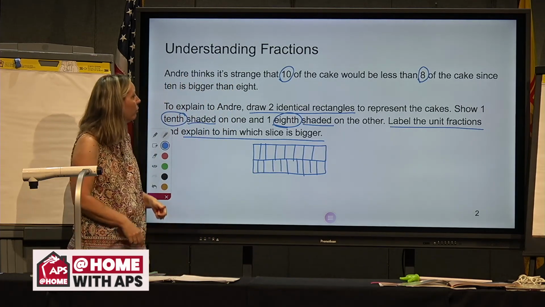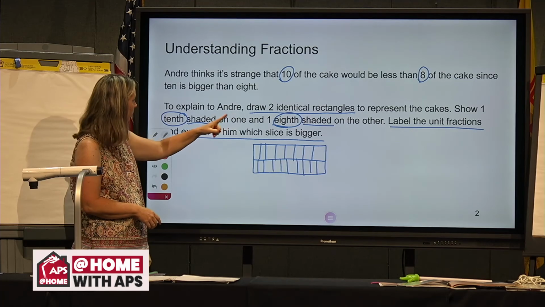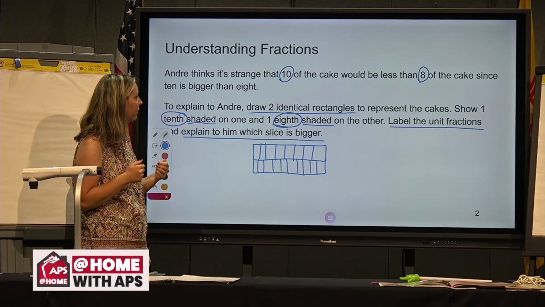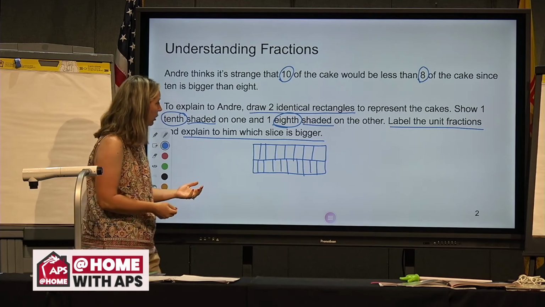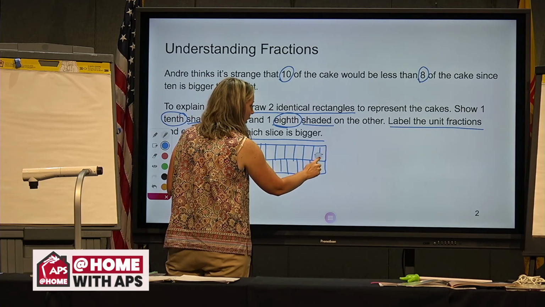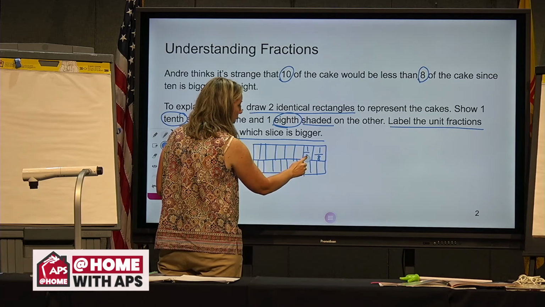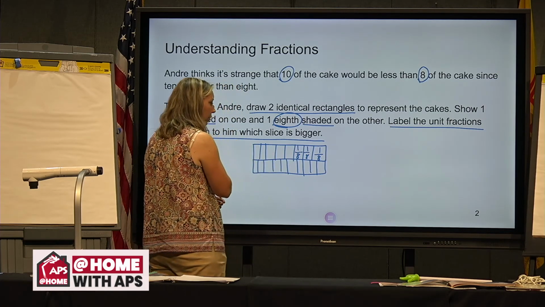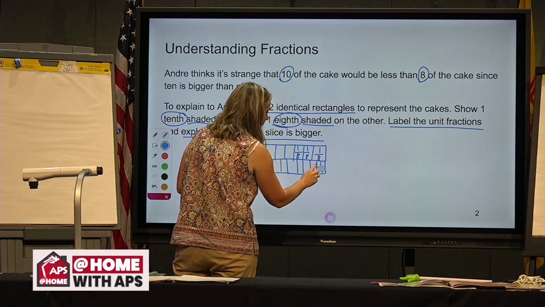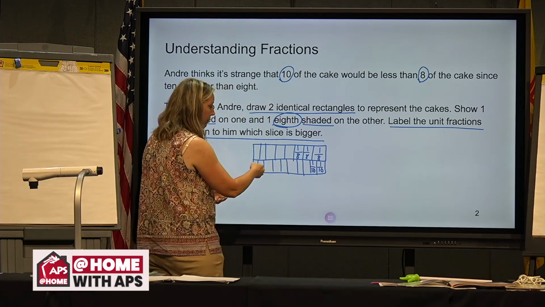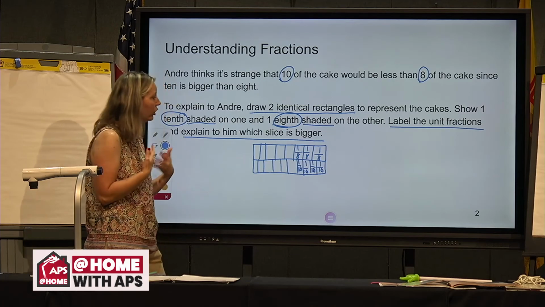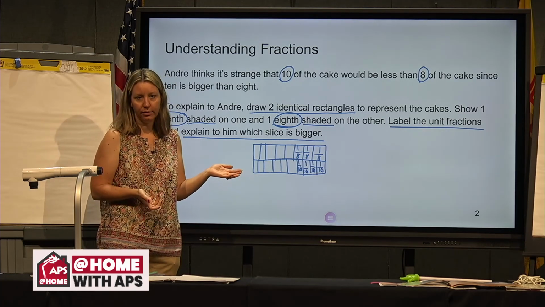All right. And we were told then to draw the 2 identical rectangles showing tenths and eighths, which we've done, and then label the unit fractions and explain to him which slice is bigger. All right, so we've got to label the unit fractions. So we know this is eighths, which is 1/8, or we could do the whole way across that each unit fraction is eighths. What would we do on the bottom? Tenths. So we can put 1/10, because we only have one piece all the way down. So looking at our example, which isn't the best, which one do you think is bigger, eighths or tenths?